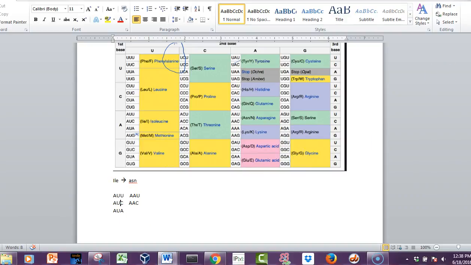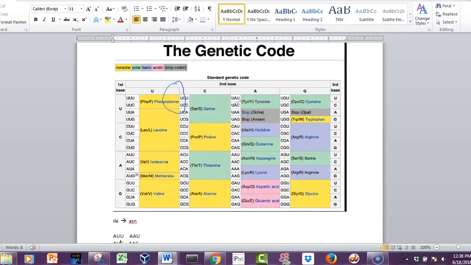Now, while I've got this genetic code, we'll come back to this later, but you'll notice all these color codings where nonpolar, polar, basic, and acidic, those are your 4 major types of amino acids. If you have a nonpolar one, which is yellow, let's look at this example. Isoleucine is yellow, that's a nonpolar amino acid. Asparagine's over here in this light greenish, and that's polar. So we're changing a nonpolar to a polar amino acid.